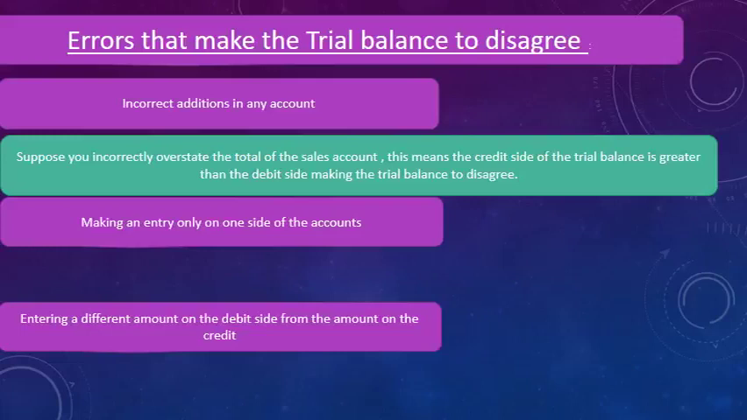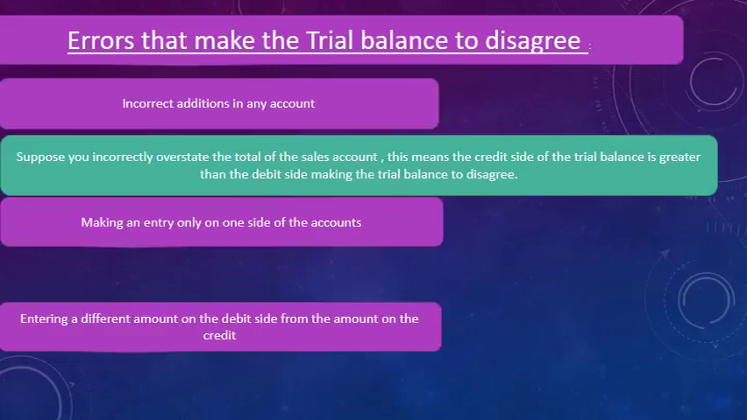So suppose in the sales account, remember Kyle? The sales account is a credit balance. So if you overstate, it means you have put in more than what was supposed to be there. You have overvalued it. So instead of putting 1,000, you put 10,000. That's overstating. So if you incorrectly overstate the total of the sales account, remember, it's on the credit side in the trial balance, right? It's income, so it's on the credit side. So if you overstate it, it means the credit side is now larger than the debit side, right?